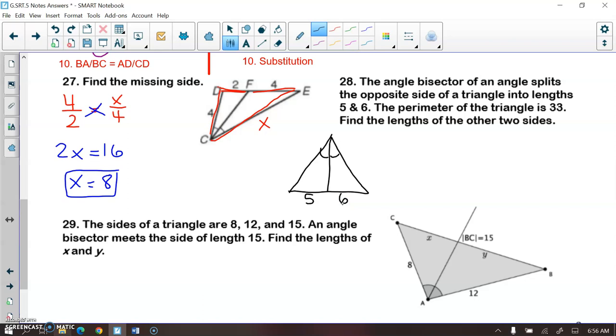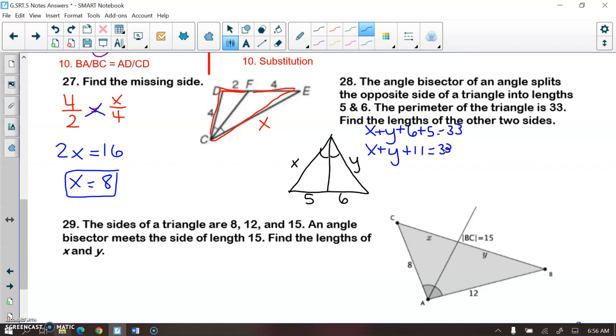We know that the perimeter of the triangle is 33, but we need to find the lengths of the other two sides. So what I'm going to do is label one side X and one side Y. Perimeter means we would add up all the side lengths together. So if I do X plus Y plus 6 plus 5, that should equal the perimeter of 33. All right. So let's simplify that equation. X plus Y plus 11 is equal to 33.